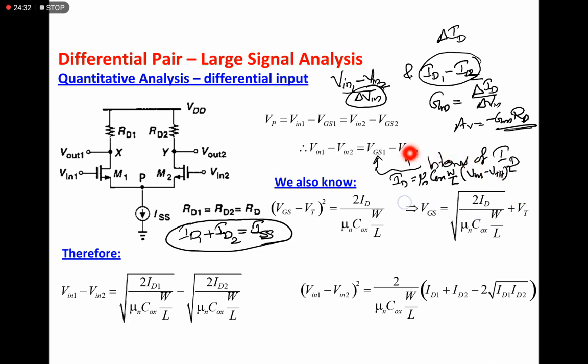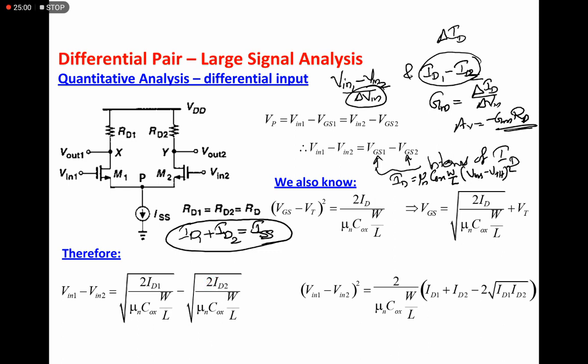So if we consider VGS1, here ID1 will be there, VGS2, here ID2 will be there. So VGS1 minus VGS2, we can rewrite like this. Both VT will cancel each other. So Vin1 minus Vin2, we are able to express in terms of root ID1 minus root ID2. Okay, root ID1 minus root ID2.